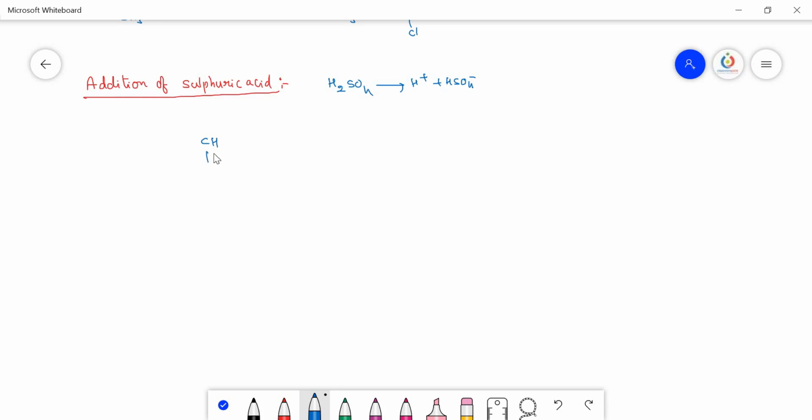See, if you take acetylene like this and add H2SO4, because it is able to provide two hydrogens, you cannot take the two hydrogens at a time. Only one hydrogen, and that too with concentrated sulfuric acid. Add one hydrogen here, HSO4 here.